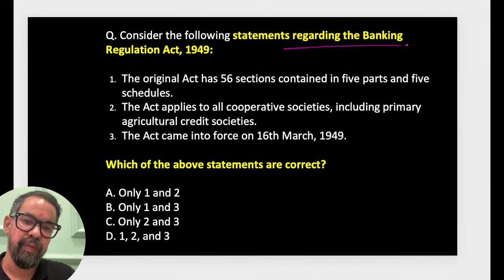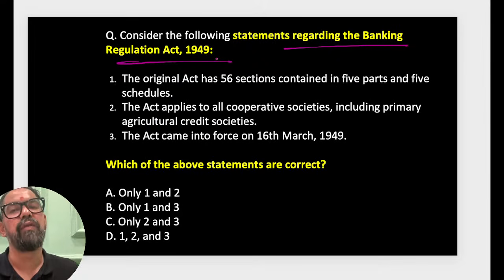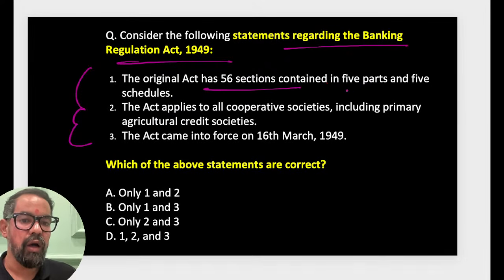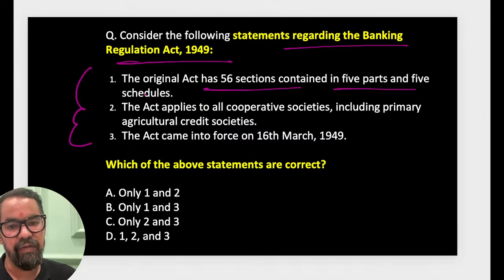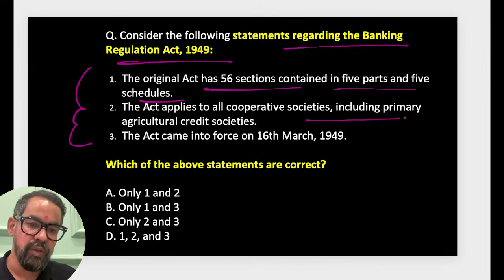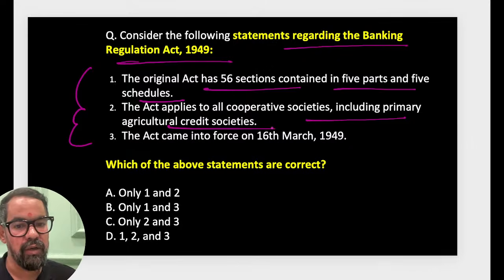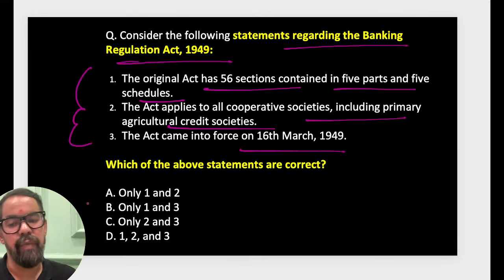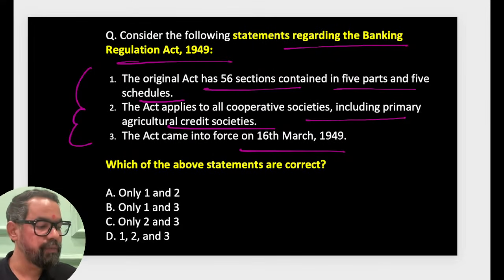Consider the following statements regarding the Banking Regulation Act 1949. The original act has 56 sections, contained in 5 parts and 5 schedules. The act applied to all cooperative societies, including primary agriculture credit societies. The act came into force on 16th of March 1949. Very easy question. Tell me, what will be the correct answer? Everyone quickly.